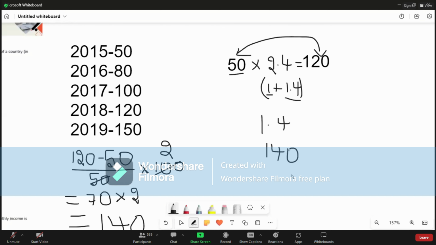You need this 50. This is the same as this because I have just used this multiplication over here. You get this 50 because we are first taking this 120, we are subtracting this 50, and we are dividing by 50 to find the percentage. We got 1.4 over here. That is what will be the final percentage for this question.